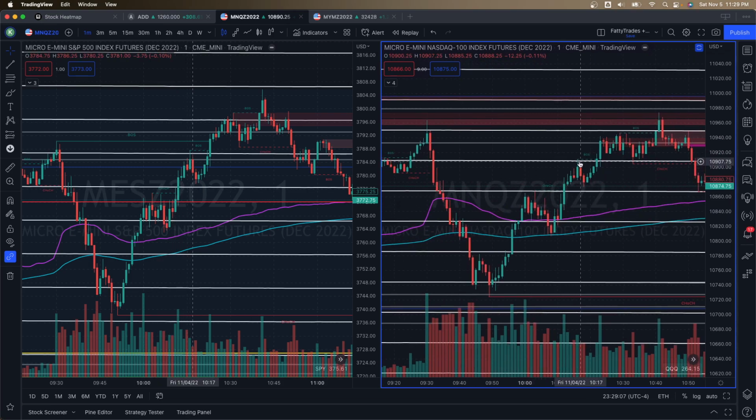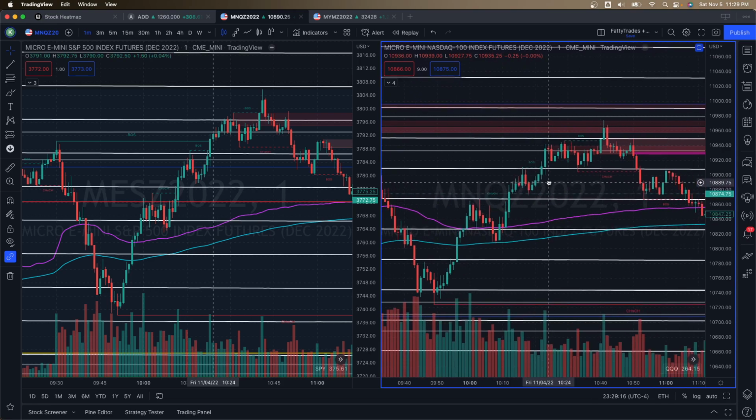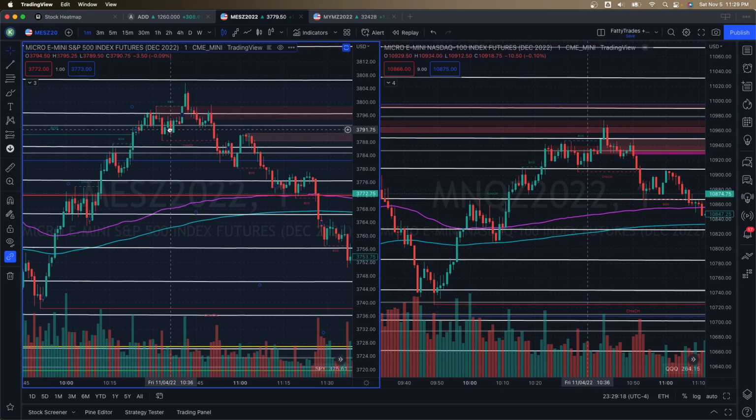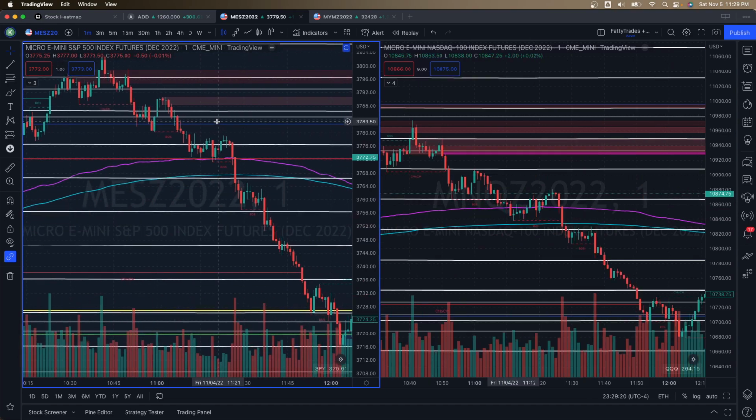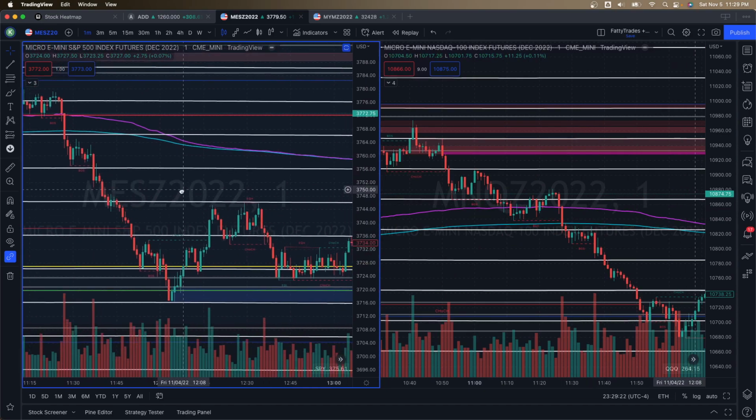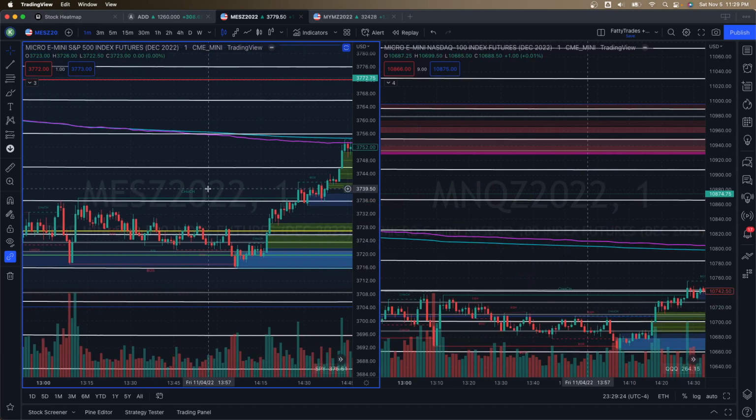But we can see as we come to these key strikes on both ES and NQ, these are actually SPY and QQQ strikes that are acting as resistance. And we can see here, we get that a couple times throughout the chart.